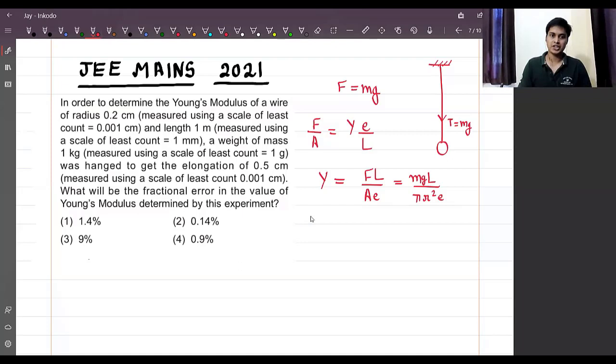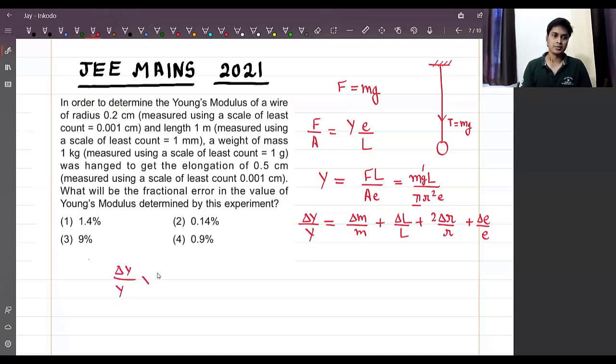So the fractional error can be written as delta Y by Y equals delta m by m plus delta L by L plus twice of delta r by r plus delta e by e. Now, pi and g, these two are constants, so we'll not include them in error. So the percentage error will be delta Y by Y into 100%. We calculate this and multiply it by 100%.